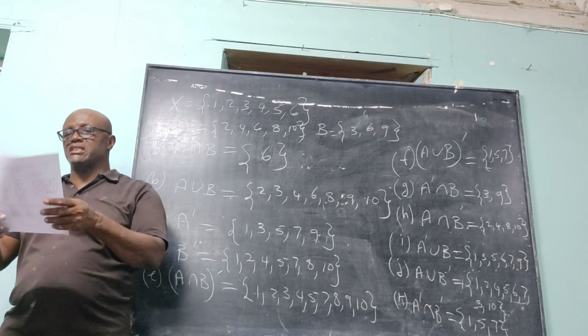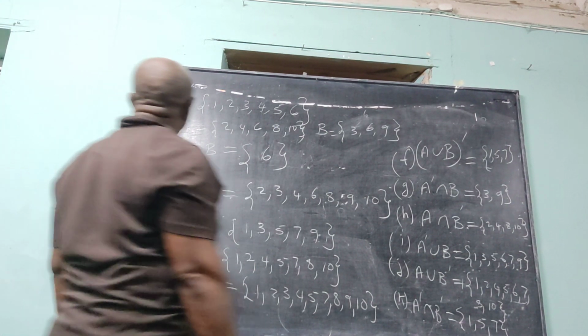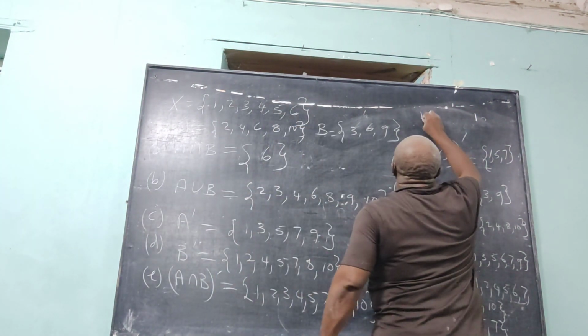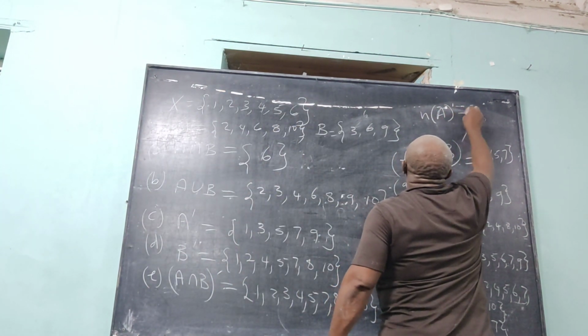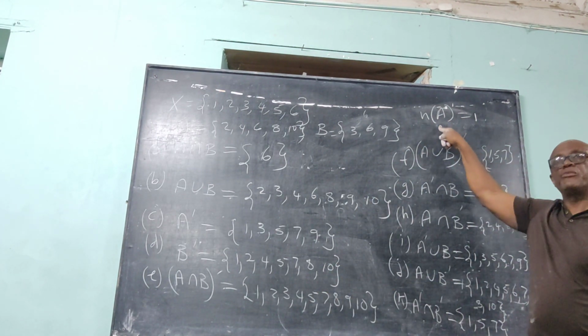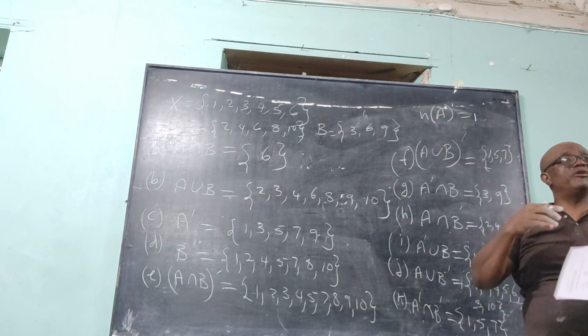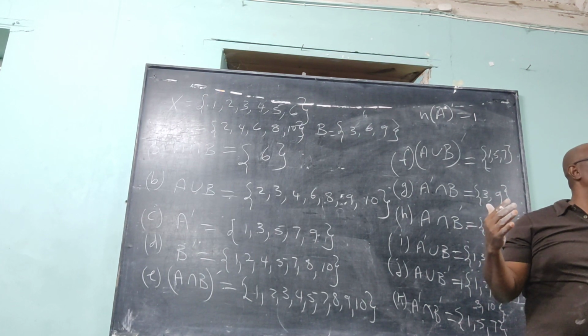Now the next part of the exercise is similar. You are asked to find n(A), a small n with a round bracket. So what that is telling you is the number of elements in set A. Are you with me? That's what this is saying. How many elements in set A? If you list them, you are saying you don't understand what the question is saying.